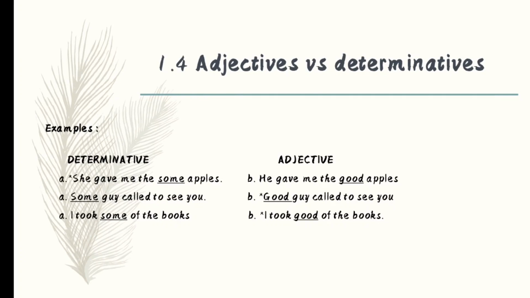In the third example, "I took some of the books." In adjective, "I took good of the books." Some is the head with a partitive complement, a construction which does not admit adjectives except for comparative and superlative. For example, "the younger of the two," "the best of the lot."